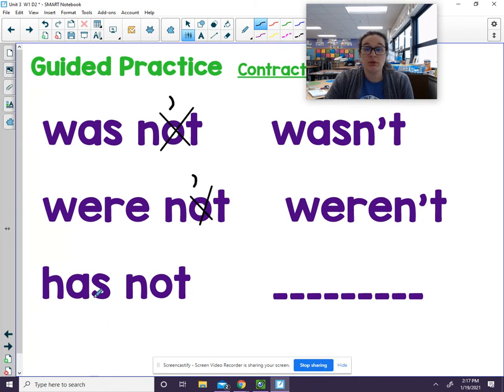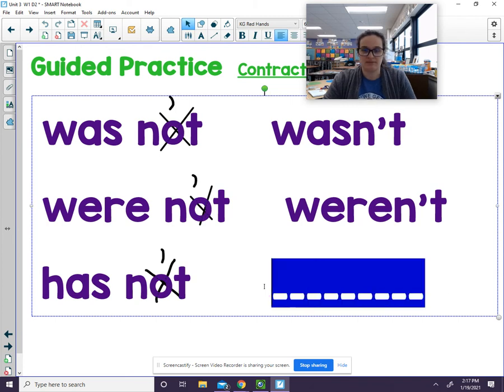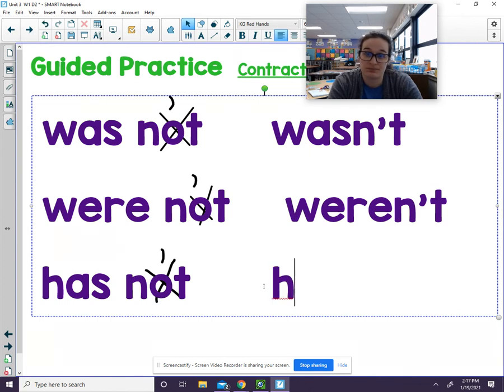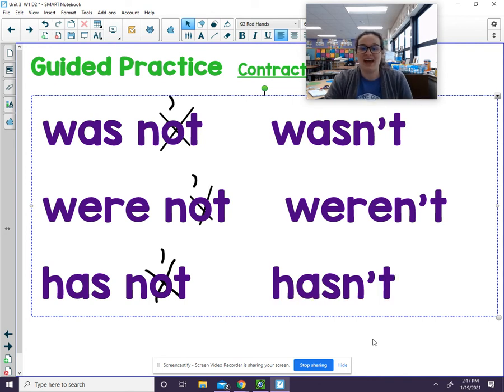Okay, let's get this one. This one will become hasn't. Well, we're going to get rid of the O, make it an apostrophe, right? Okay, let's write that over here. So hasn't. Help me write it. What letter should I write first? H, A, S, N. What's that special thing called? Apostrophe. And then a T. Now we have the word hasn't.